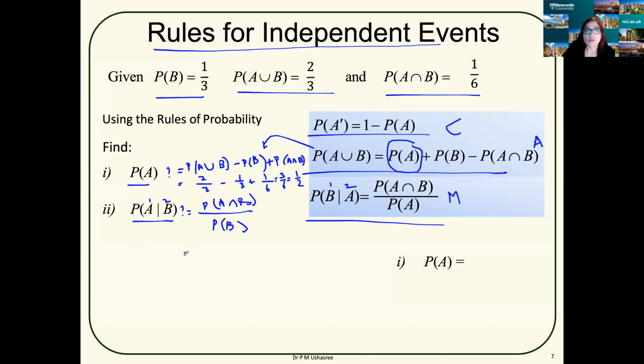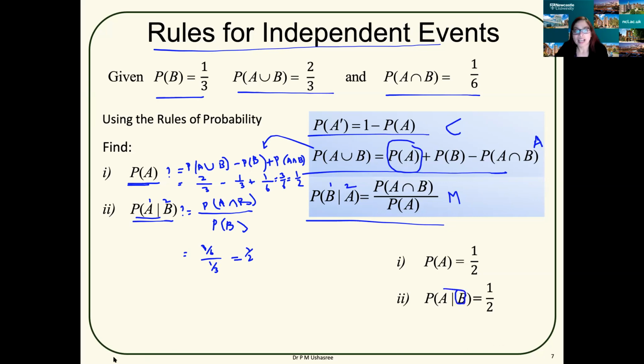Anyway, so what is A intersection B? 1 by 6. And what is probability of B? It is 1 by 3. So what do I get? I get 1 by 2. Ooh, look at that. So P of A is equal to P of A given that B has already happened. It doesn't matter if B has happened, both probabilities are the same. P of A, given that B has already happened, is equal to P of A. Both are half. So it doesn't matter if B has already happened.